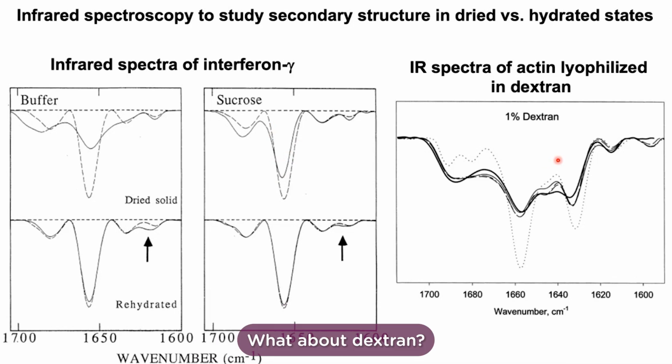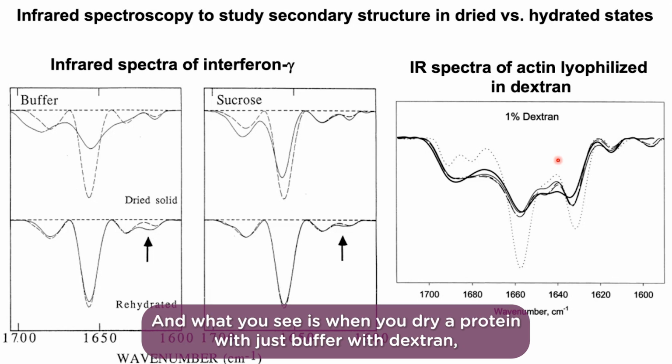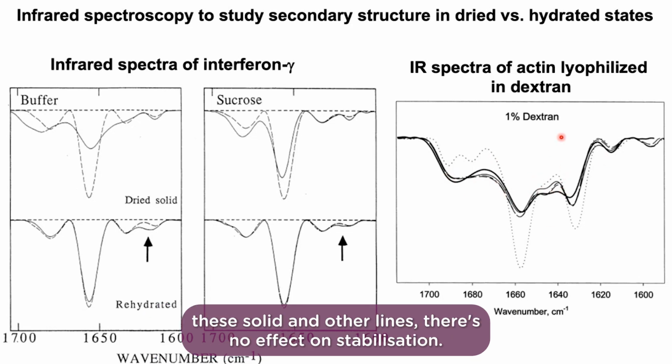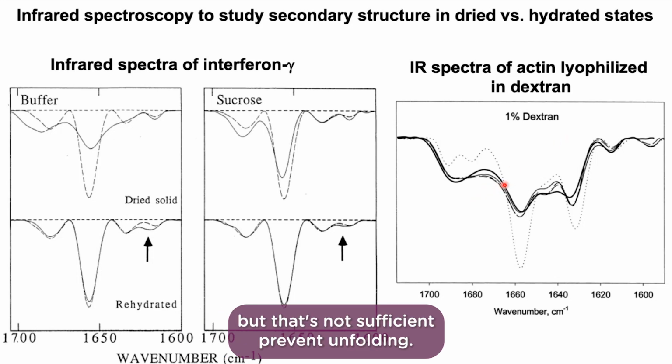What about dextran? Well, this is 40 kilodalton dextran. It's a large polymer. It's incapable of hydrogen bonding to the dried protein due to steric hindrance. And what you see is when you dry a protein with just buffer, or with dextran, these solid and other lines, there's no effect on stabilization. The dextran forms a wonderful glassy matrix, but that's not sufficient to prevent unfolding.